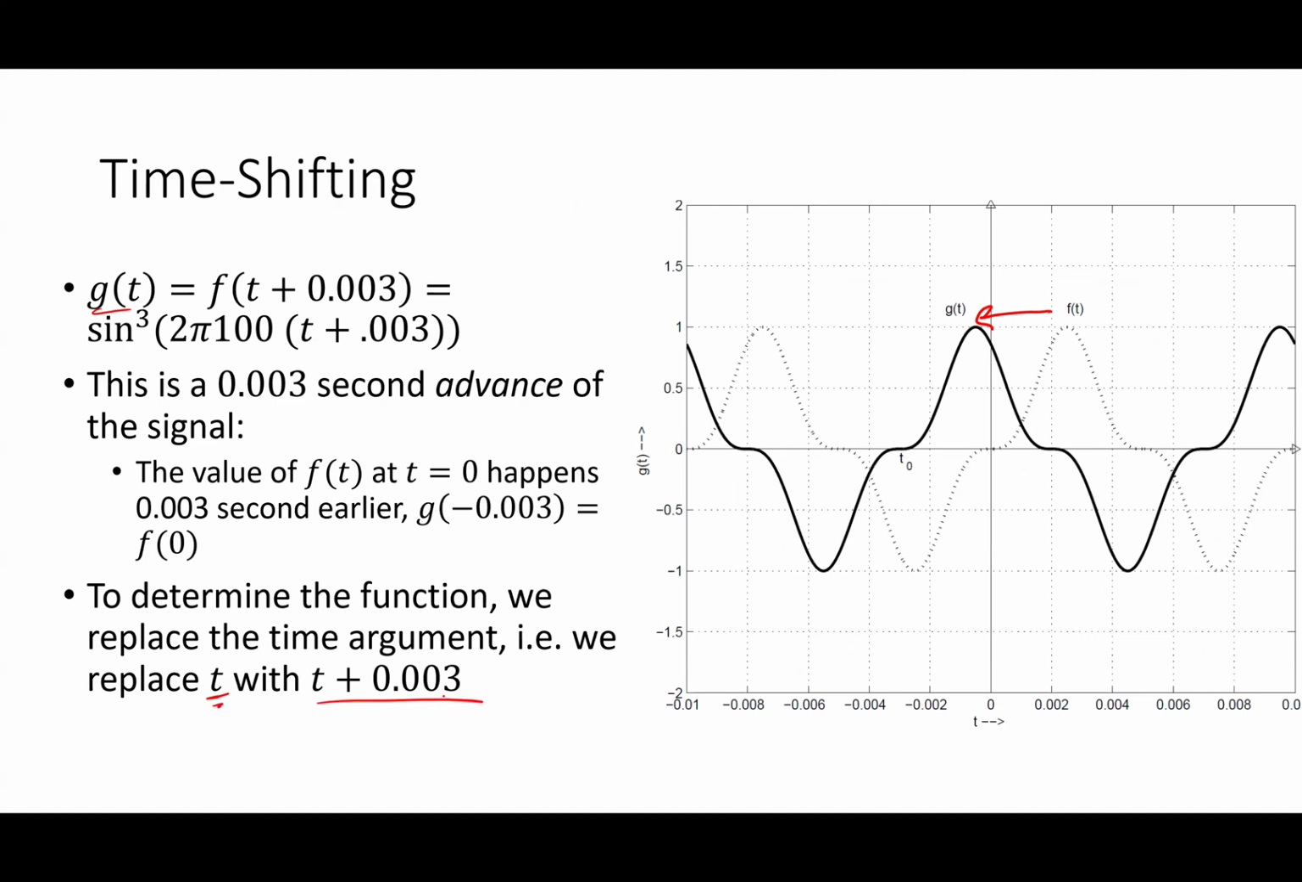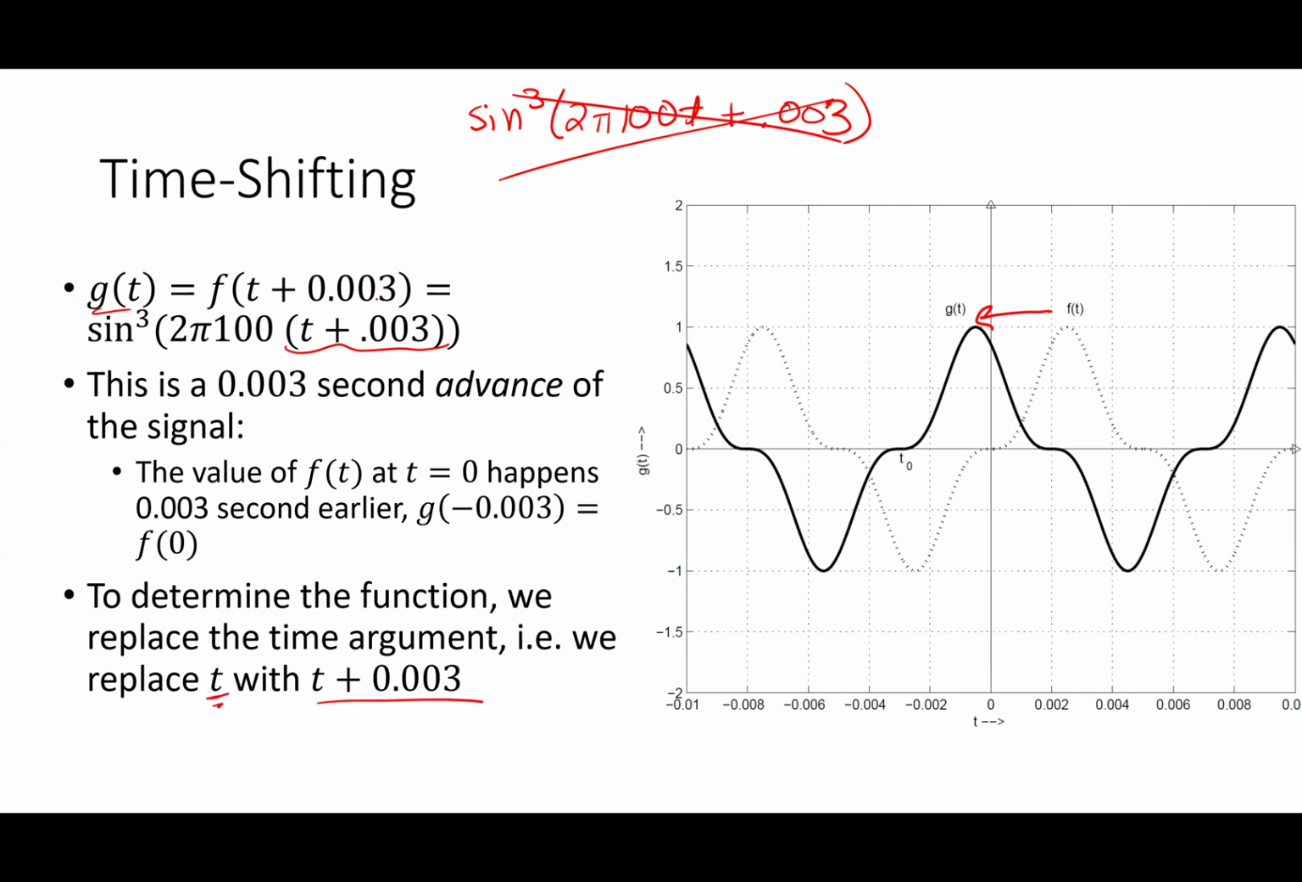The key thing is some people might look at sine cubed of 2 pi 100 t and they might just do this, right? That's not correct. You do not do that. What you do is you're replacing the entire argument like I've written out right there. That's always kind of the key thing.